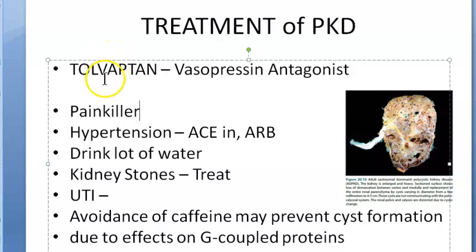And what else can you do for these? Remember, the only drug I'm writing here is TOLVAPTAN. And for hypertension, you will give what? ACE inhibitors, ARBs. Okay, thank you.